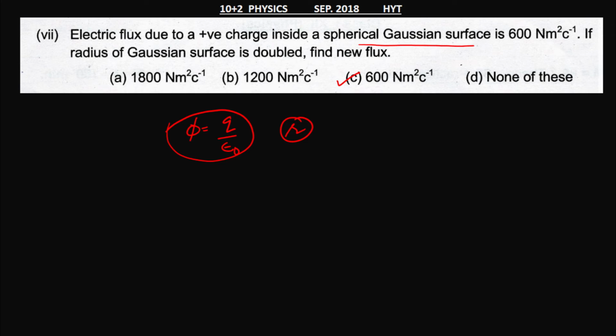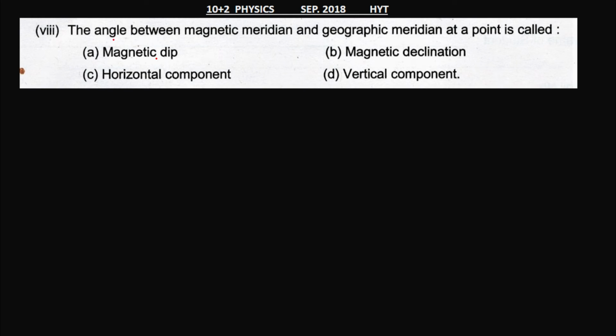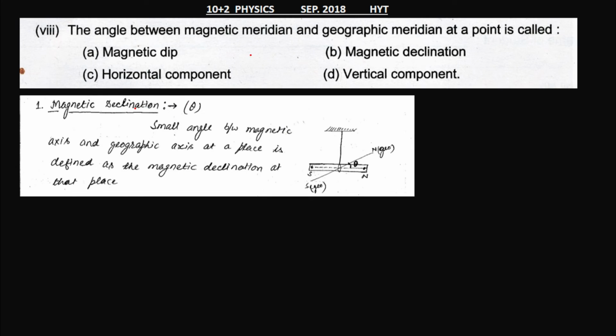Now moving towards the next question, that is question number 8. Question number 8 says that the angle between magnetic meridian and geographic meridian at a point is, you can see it here, magnetic declination represents the angle between magnetic meridian and geographical meridian, and that is represented by theta, and that is known as magnetic declination. So magnetic declination is the right answer, and here is B. So B is the right answer for question number 8.